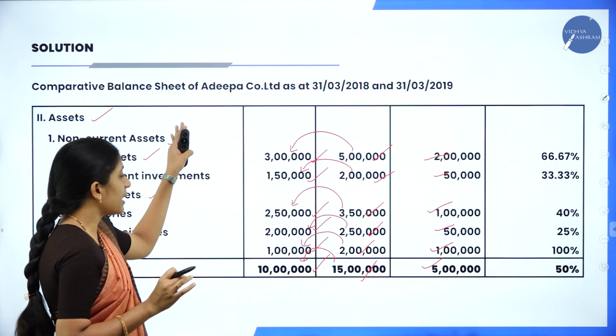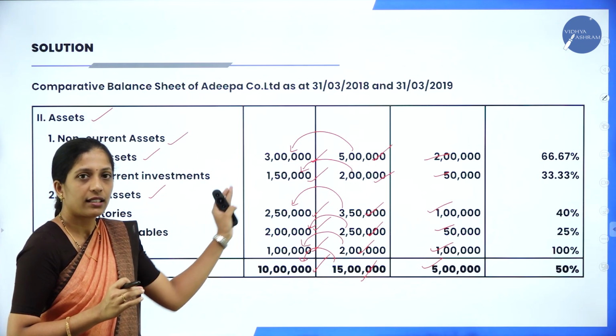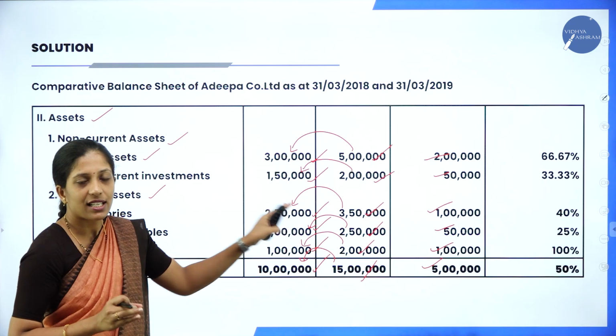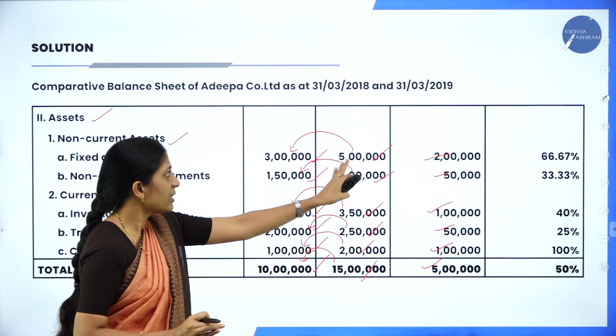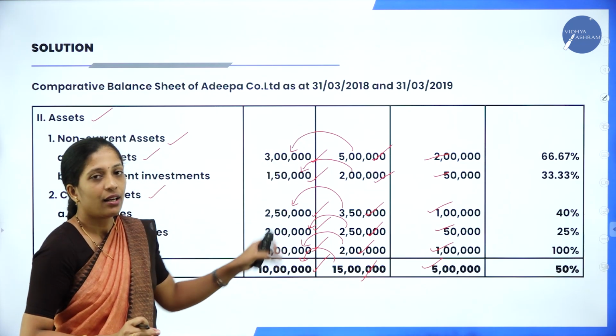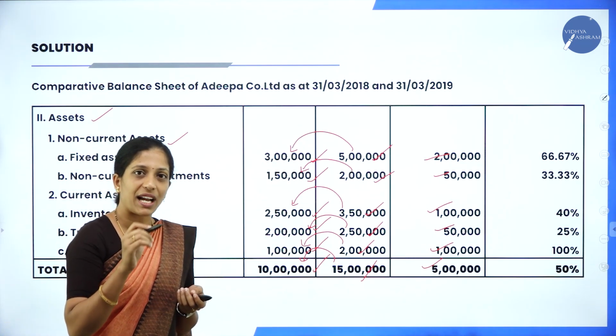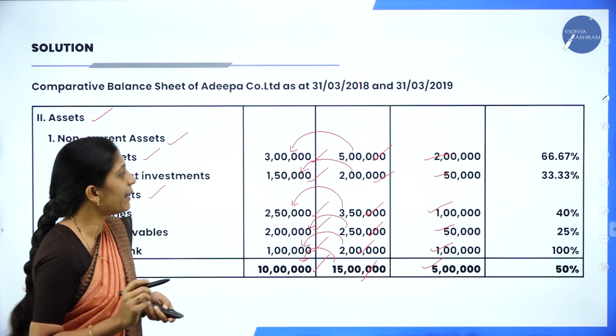Yes. So the main thing is that you have to write in the order, then write the amounts as they are given in the question. Next, to get the third column, what will you do? The second column minus the first column. So you will get the answer. If it is minus, you have to write it in brackets. Hope you are clear? Yes.